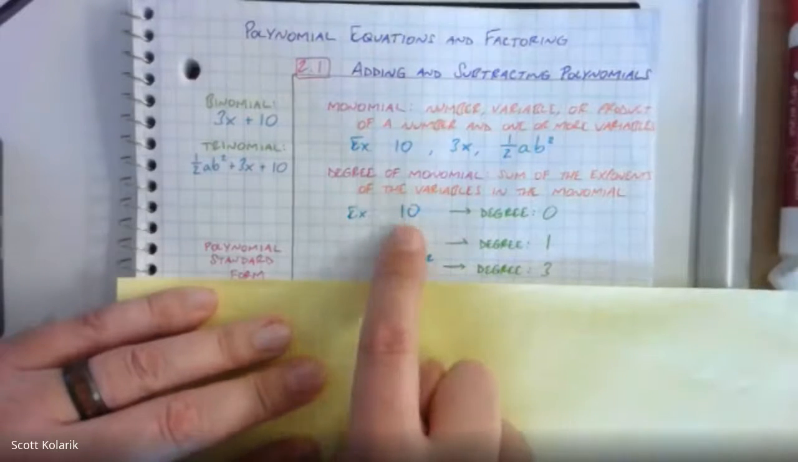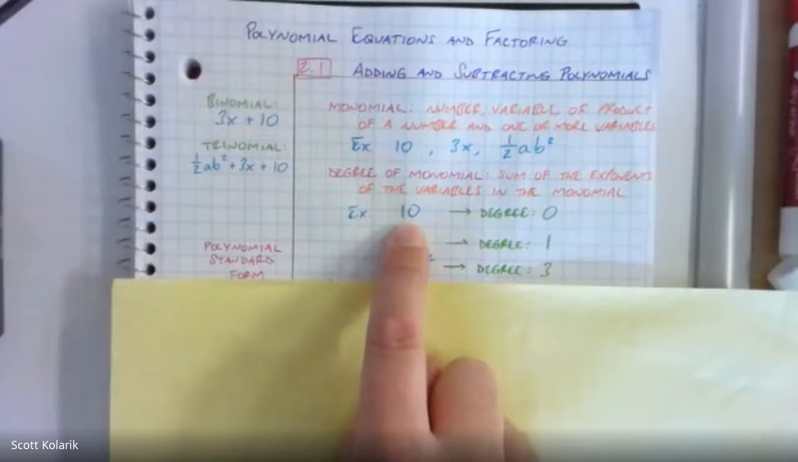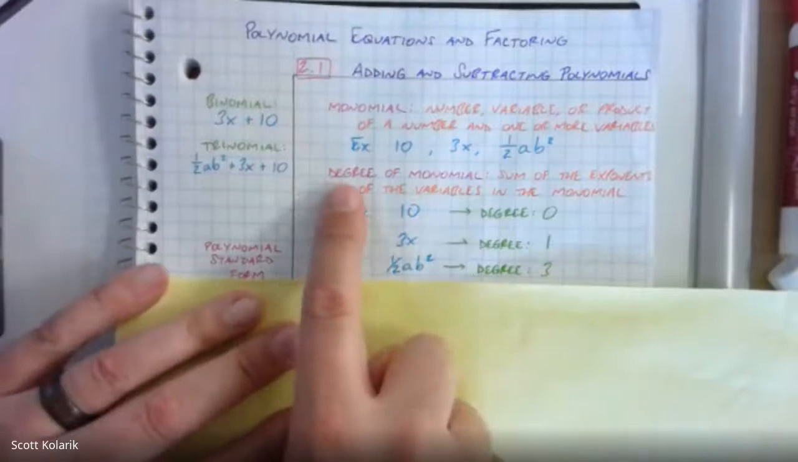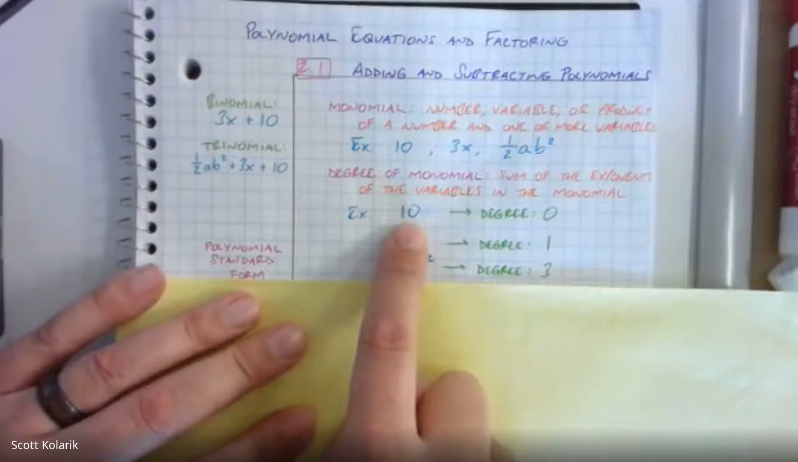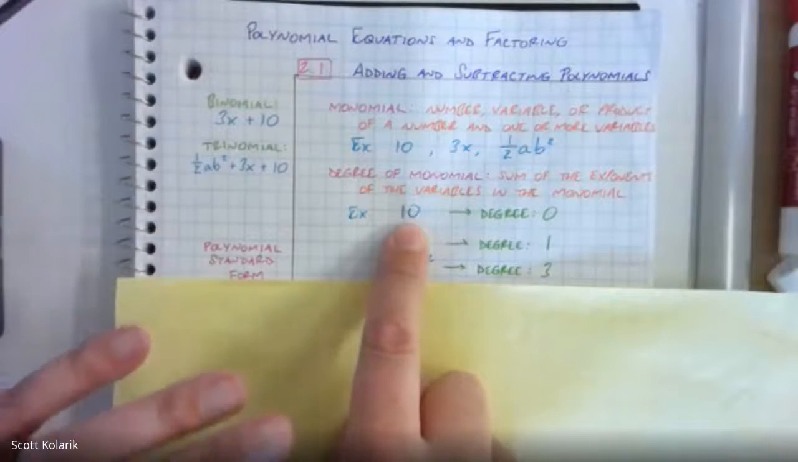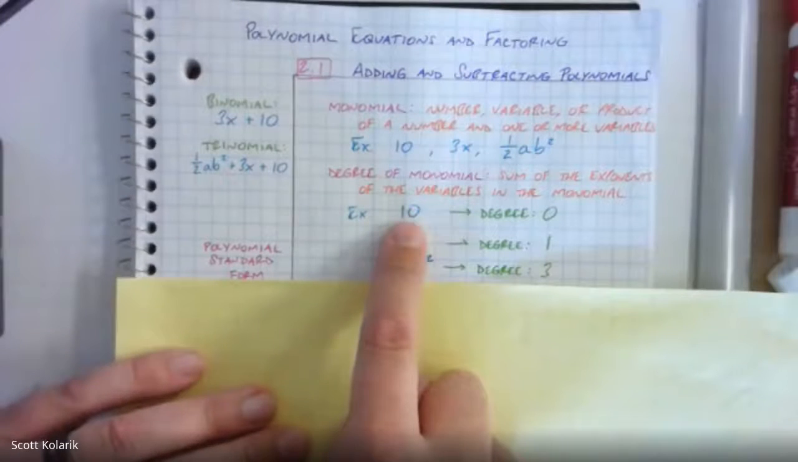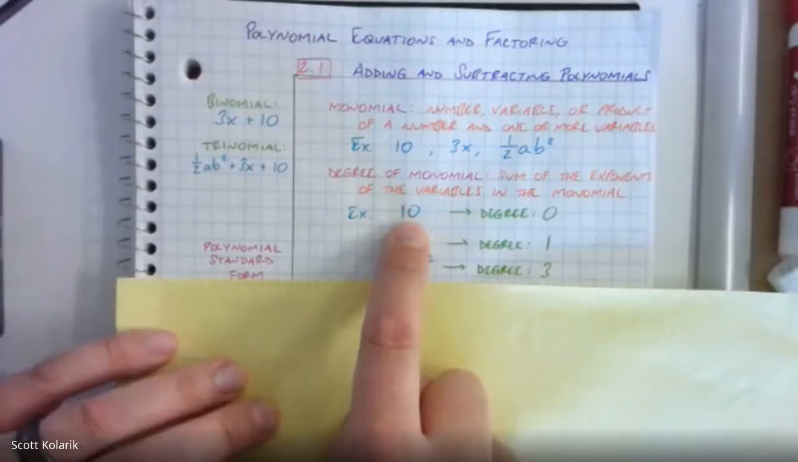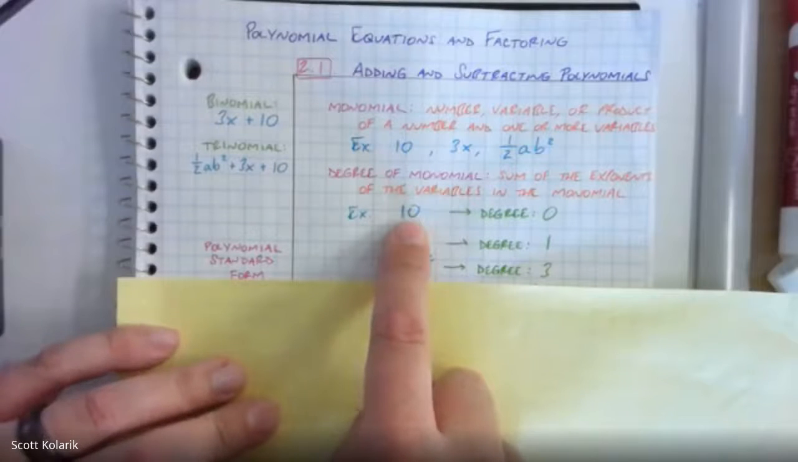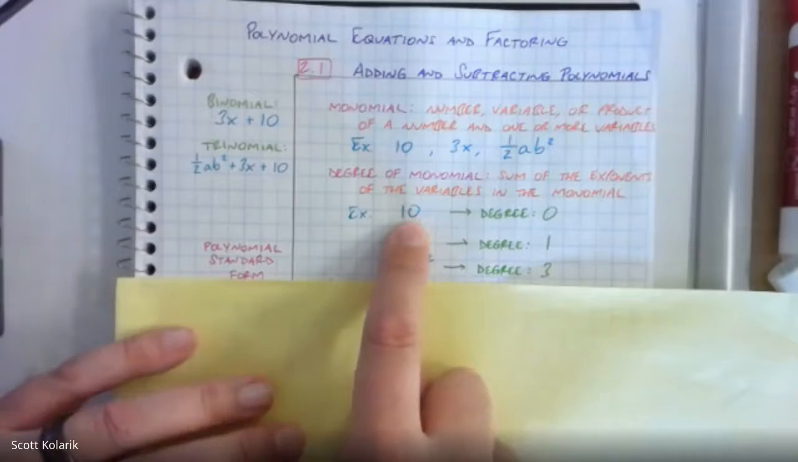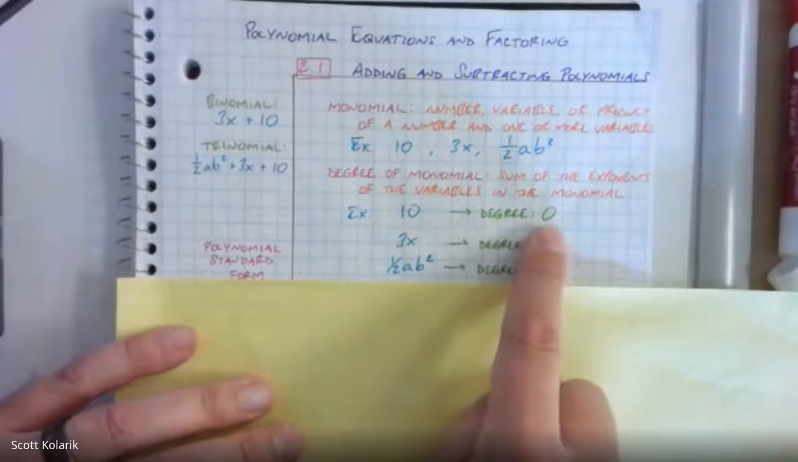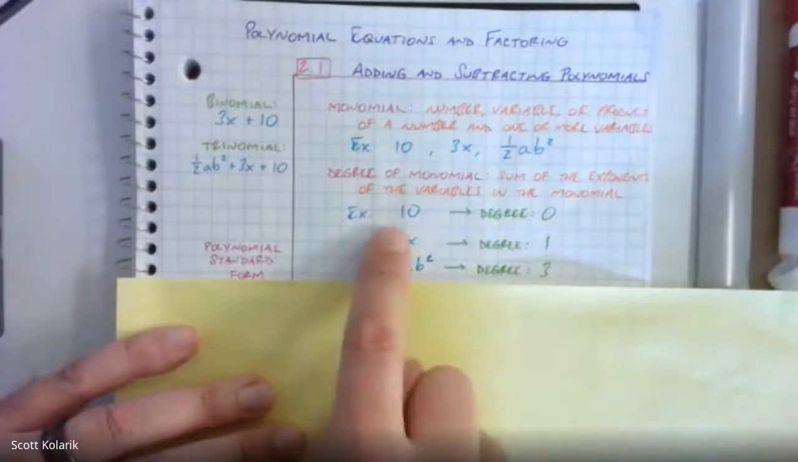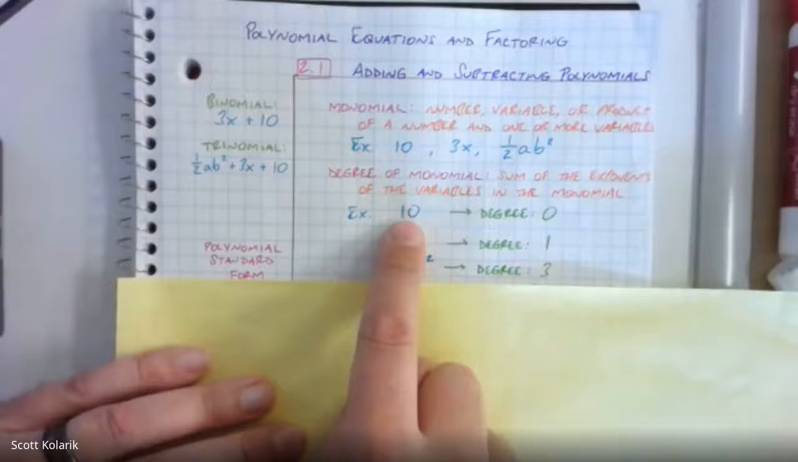So if you have just a number, the degree has to do with the exponent over a variable. In other words, we're looking for x's, y's, a's, b's, a letter, right? So a number is not a variable. This is what we would call a constant. 10 is 10 is 10. A variable can be anything. But there is no variable in this case, so that's what we call a degree of 0, because there is no variable.